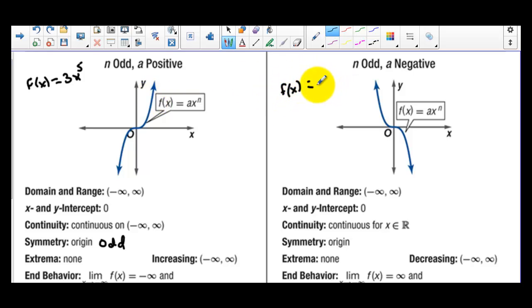So if we have f of x equals negative 3x to the fifth, the function is now turned upside down from this one over here on the left. The domain and range is negative infinity to infinity. X and y intercepts are 0. This is continuous for all reals. I don't know why over here they go from negative infinity to infinity, and here they do it with set notation, but I prefer this notation right here. Symmetry is the origin, which means it is an odd function. Extrema is none, decreasing the entire time, and the limit as x approaches infinity is negative infinity. Limit as x approaches negative infinity is positive infinity.